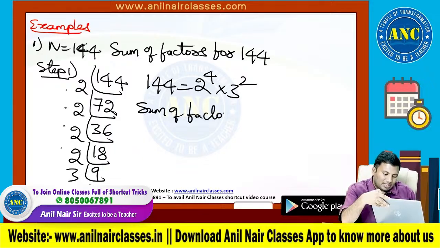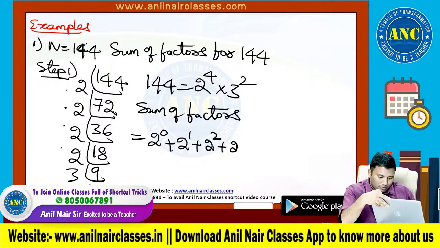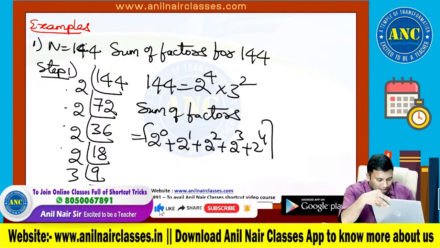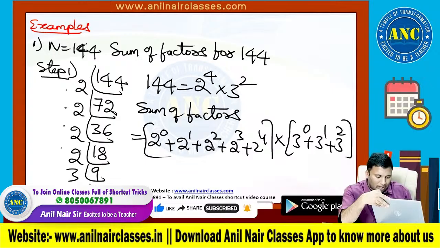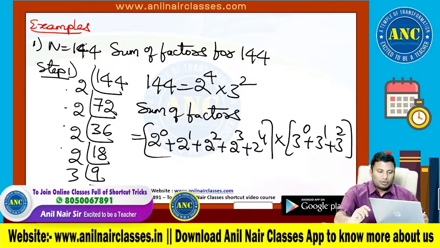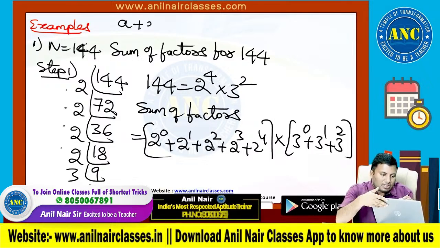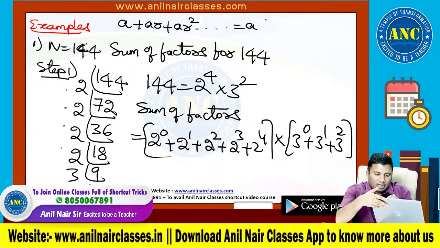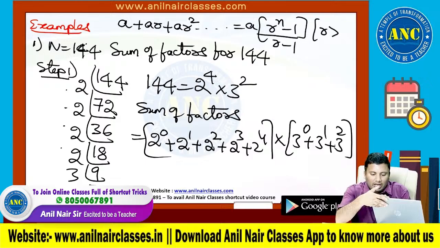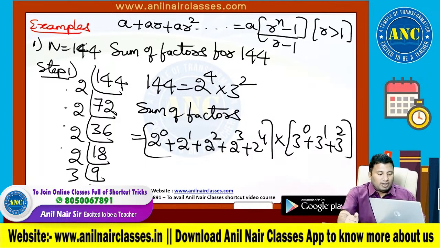Sum of the factors is nothing but write down from the lowest power of 2: 2 power 0, 2, 2 square, 2 cube, 2 power 4. Then write down from the lowest power of 3: 3 power 0, 3 power 1, 3 power 2. In case you know the GP series, A plus AR plus AR square and so on is given by A into R power n minus 1 by R minus 1, where R is greater than 1. This is the sum of the GP series.